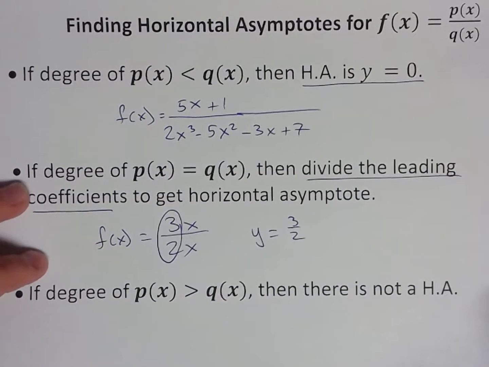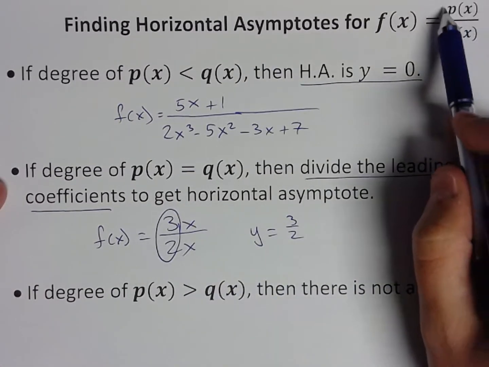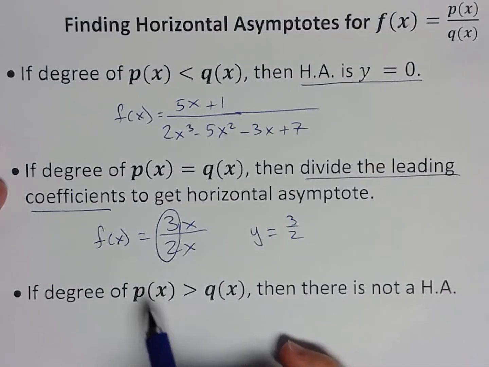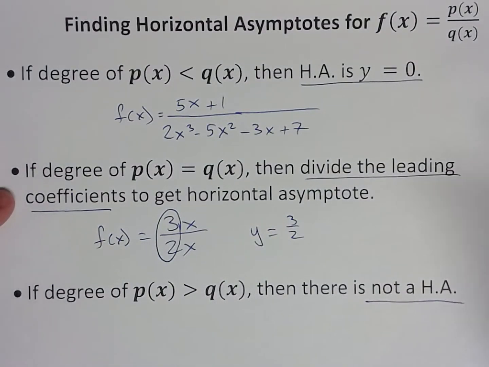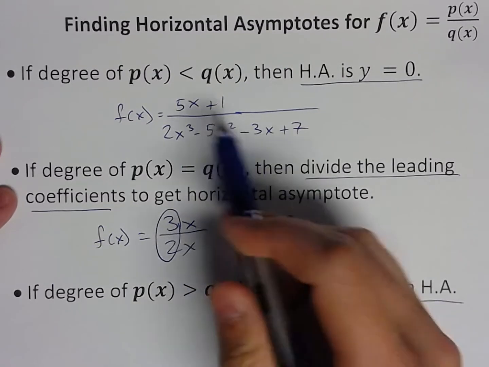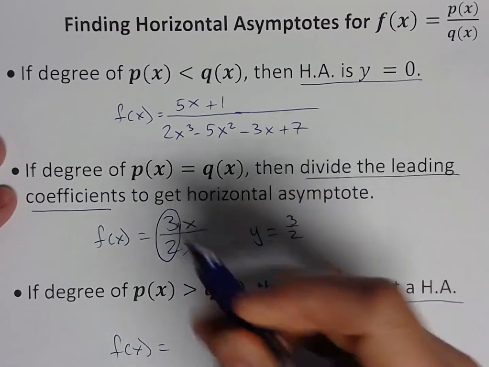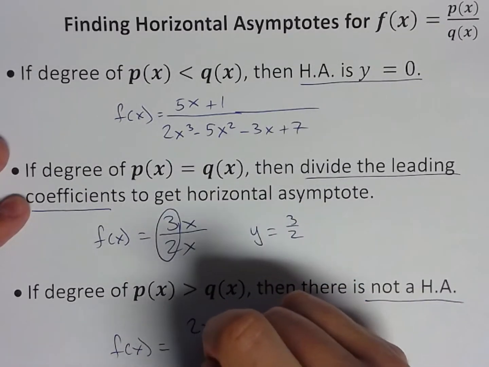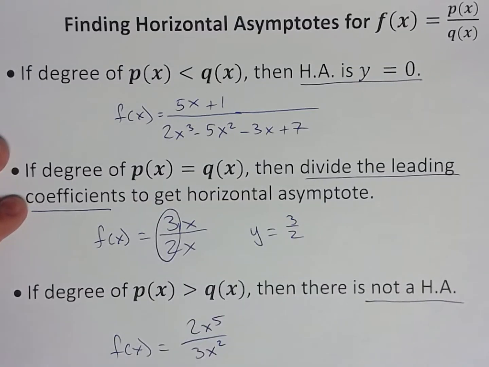Okay, one last case to be aware of. What if the top is bigger? Okay, and we're talking degree. What if the top is bigger? Then there is no horizontal asymptote. Okay, let me illustrate that. Something like this. I'll do a simple one. Let's say we had like 2x to the 5th over 3x squared.